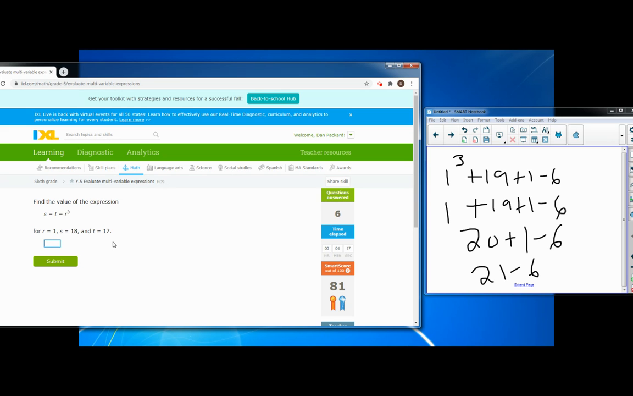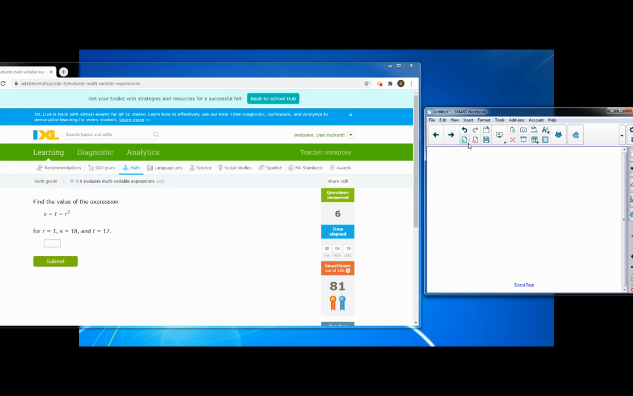And I'm going to stop there. I will say this. Let's see how this is r to the third. If you get something like 18 to the third or 17 to the third, you're plugging in something wrong. This is 1 to the third. So it's 18 minus 17 minus 1, which will get you 0.